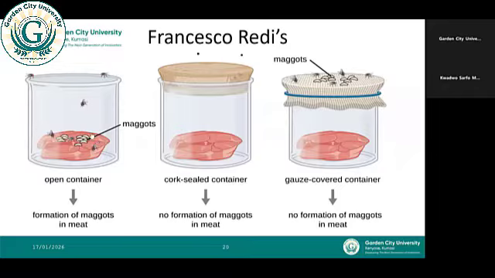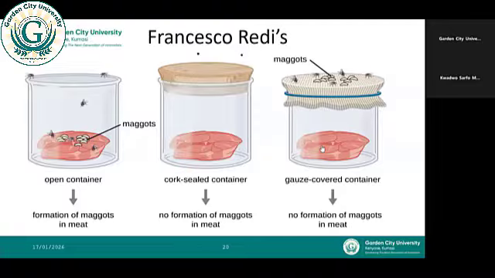So he wanted to disprove the spontaneous generation theory, that life comes out of non-living matter. So this meat is non-living. And according to them, life was coming out of non-living matter like this meat or tables. So these are the experiments he performed.